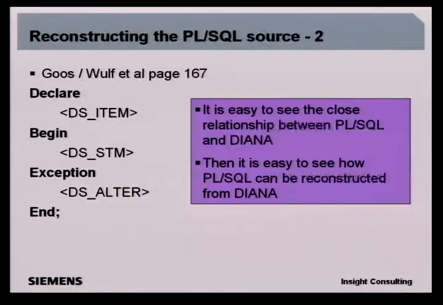So going back to reconstructing the source code, clearly, to reconstruct that source code, we'd need to generate the keyword declare. We'd need to get whatever's in the item Diana node. We'd have to generate the begin keyword, then do the same with statement, and the same with the exception clause. So you can see there's a very close correspondence between the Diana and the original PLSQL source code.